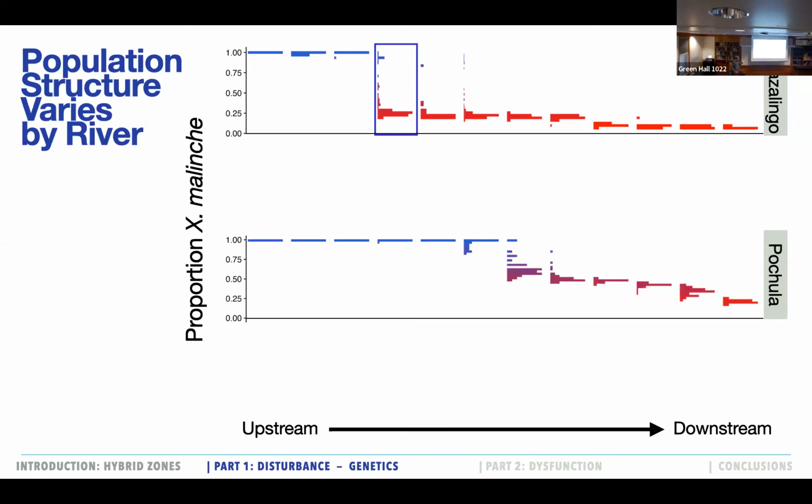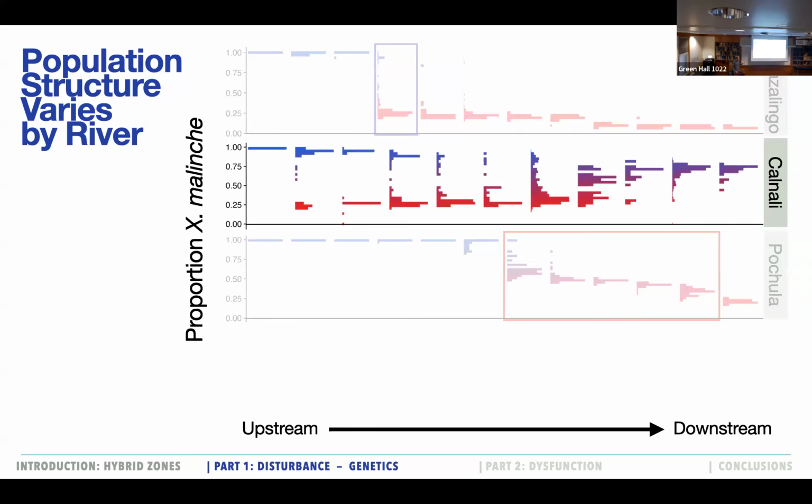Next river, the Pochula, also has a sort of clinal pattern, except we see more of a gradual change. Interestingly, this one doesn't have a dramatic waterfall at any point. So we see Birchmanni ancestry more or less smoothly transitioning into Malinche ancestry as we move downstream to upstream. Now our focal river that inspired this, the Rio Calnali, we see the cool pattern we were hoping for, where at our uppermost site, we have pure Malinche. Downstream from that, we have these really nice ancestry clusters, which have a few intermediate individuals, but strong bimodality in the ancestry.